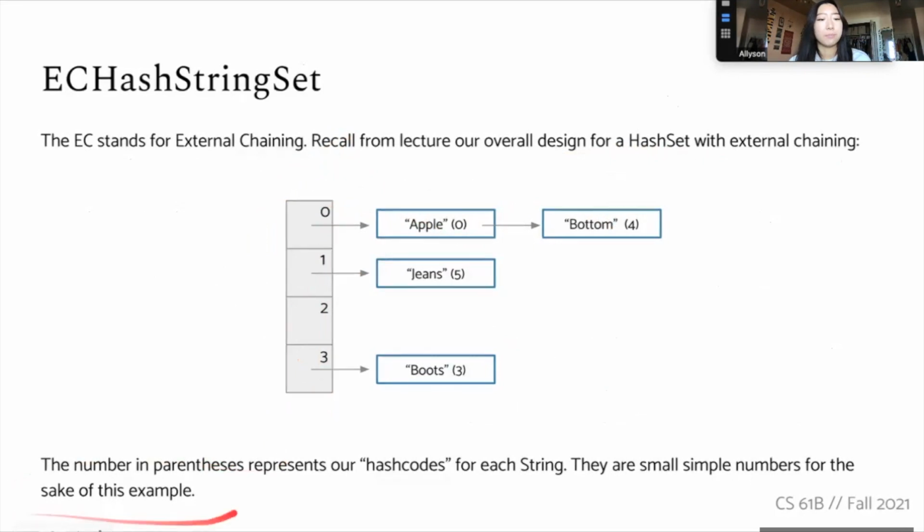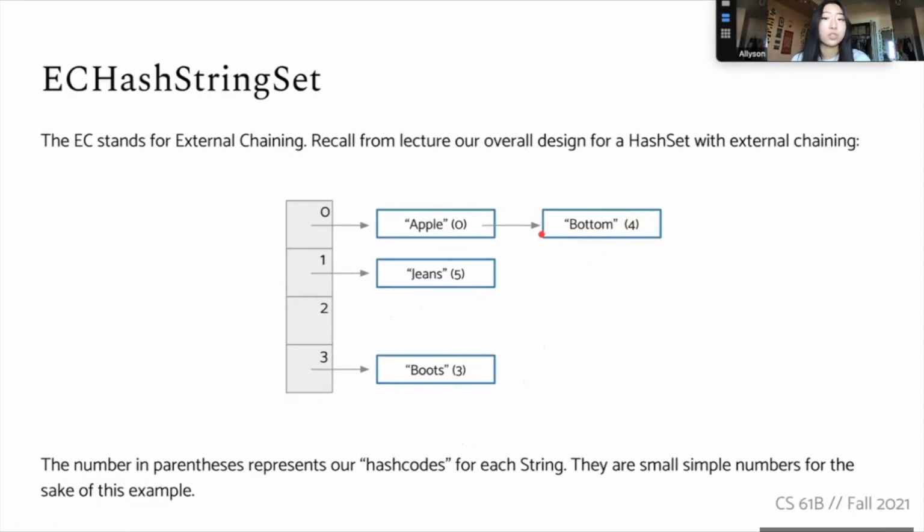And so in this example, the number in parentheses represents our hash code for each string. And we picked some really small, simple numbers for the sake of this example. And so let's say hypothetically, the hash code of Apple is 0. Well, then Apple should go in the 0 bucket. And the hash code of Boots is 3. So Boots should go in the 3 index bucket. But what about Bottom? Bottom's hash code is 4. And there is no index 4 bucket, right? There's no valid index 4 here.